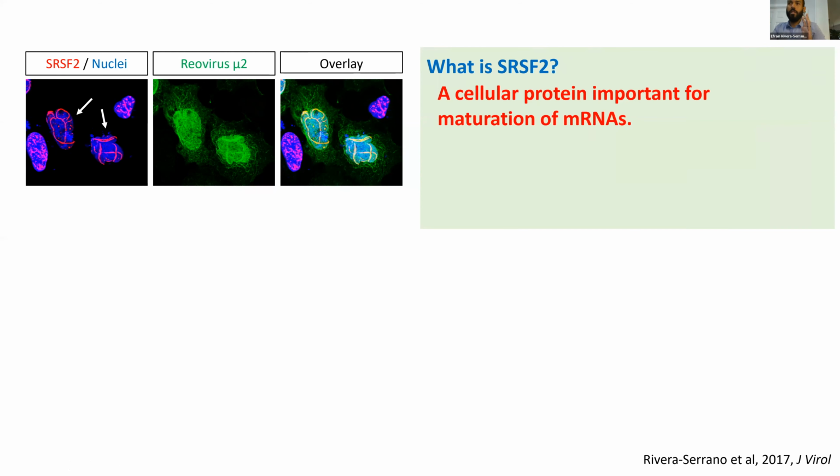Genes make RNAs, RNAs make protein. But RNAs need to mature, and so this protein is a key factor there. Yet this virus was trapping it and changing its localization, messing it up.